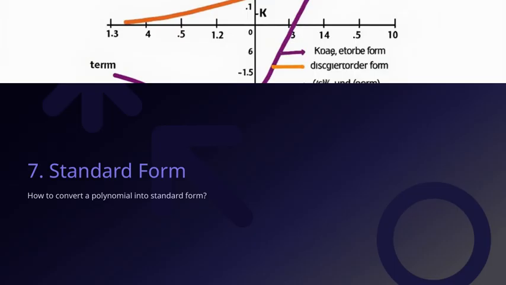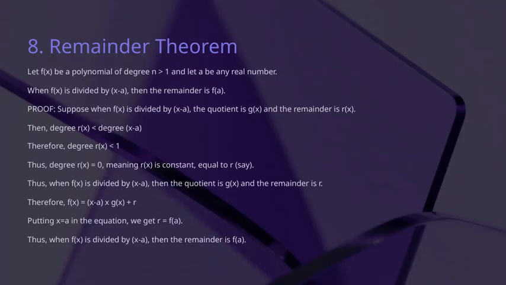Overall, converting to standard form is a fundamental step that streamlines working with polynomials and connects to the broader theme of understanding their structure and behavior. Let's take a closer look at the remainder theorem.